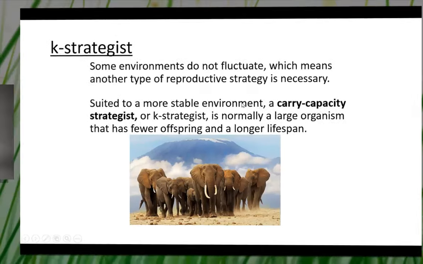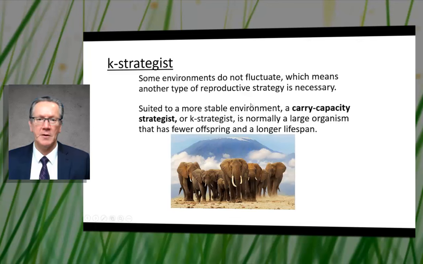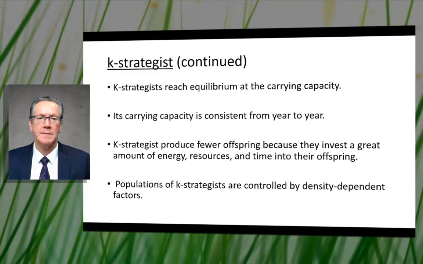K-strategists. Some environments do not fluctuate dramatically, which means another type of reproductive strategy is necessary. Suited to a more stable environment, a carrying capacity strategist, or K-strategist, is normally a large organism that has fewer offspring and a longer lifespan. In this example, elephants are K-strategists.